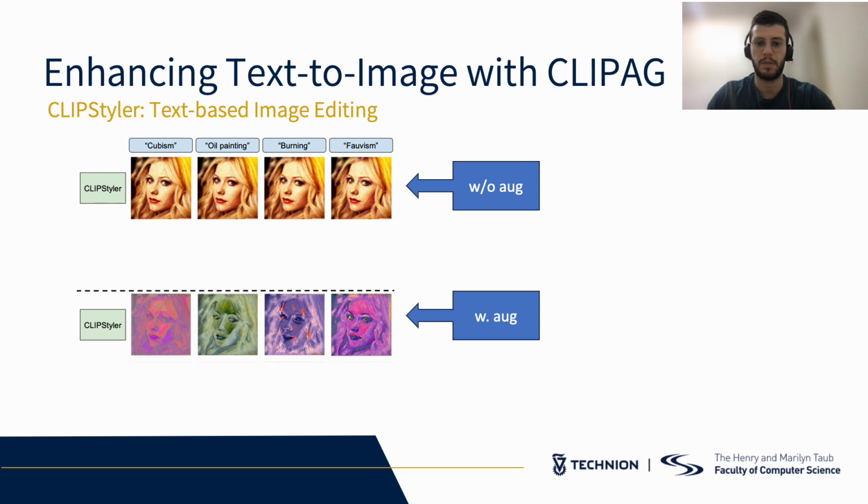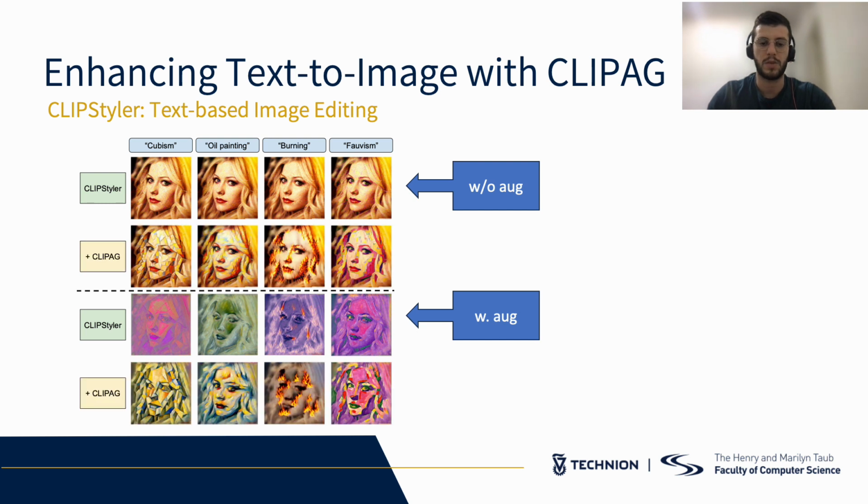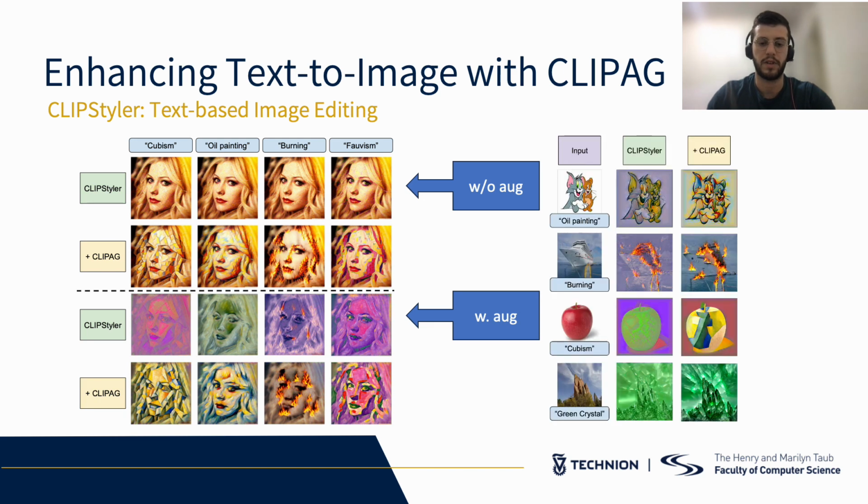Lastly, we experiment with CLIPStyler in the text-based image editing use case. Similar to CLIPDraw, we explore both the with and without augmentation pipeline. Using augmentation is crucial for obtaining the desired results due to the susceptibility of the vanilla CLIP model to adversarial attacks. As we can see here, simply replacing CLIP with CLIPAG leads to improved results. Moreover, we plot additional results for qualitative comparison.